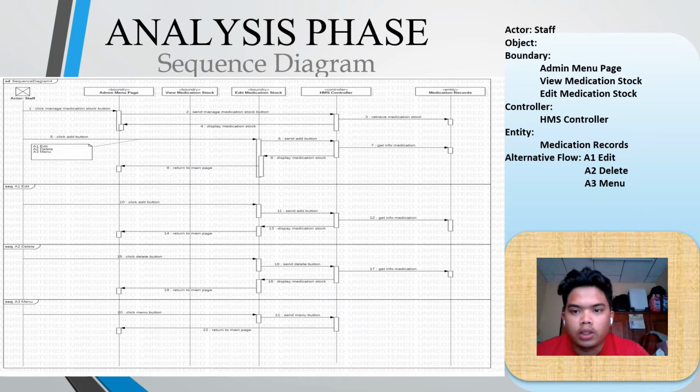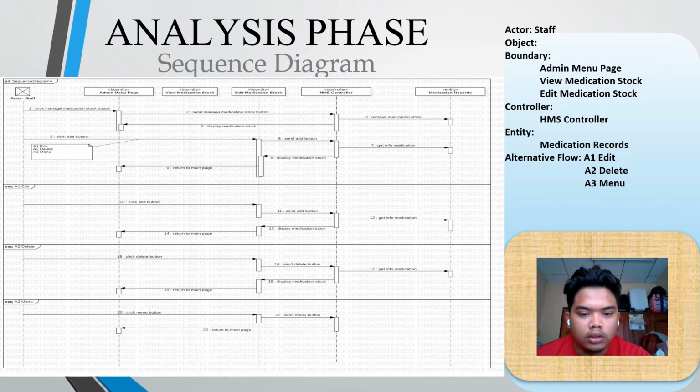This is my sequence diagram for the 1.4, which has 3 boundaries, standing for admin menu page, view medication stop, and edit medication stop. For the controller is HMS controller. The entity is medication record. For the alternative flow, there are 3: A1 edit, A2 delete, and A3 menu. This sequence diagram starts when the staff clicks the manage medication stop button.